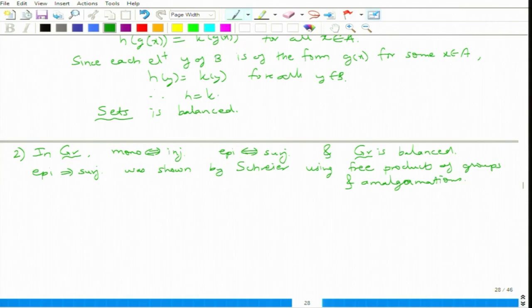So you can see that even writing down a very simple statement, epimorphism is surjective, that's not easy. Later on, several people have given other proofs. There is also a single page proof of this result. But all of those proofs need some knowledge of group theory. It's not easy.